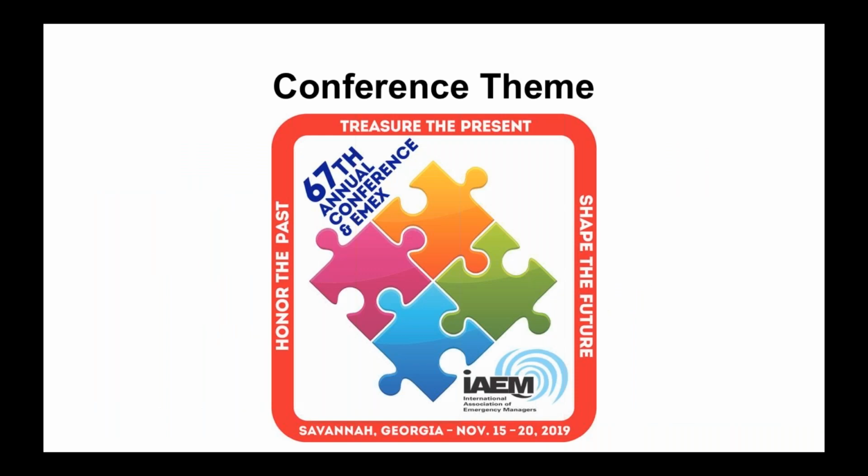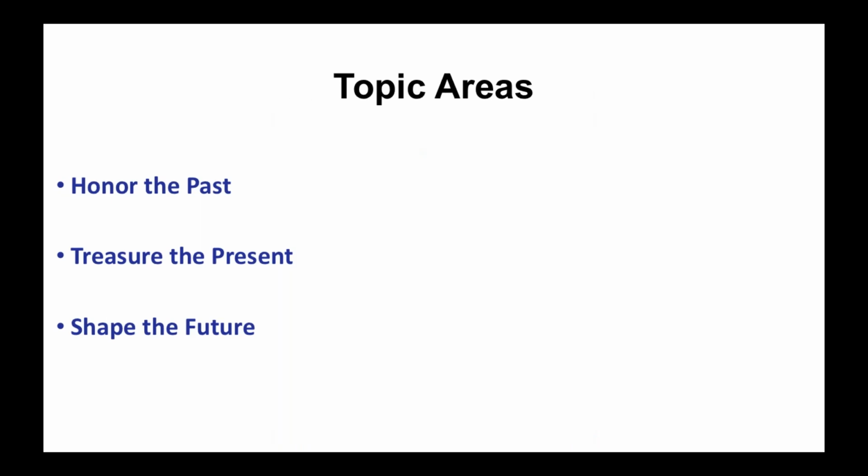Okay, so we always have a conference theme. And our conference theme for 2019, the 67th IAEM Annual Conference in EMEX, is Honor the Past, Treasure the Present, and Shape the Future. In order to help develop your session ideas, we have 3 topic areas to nudge your ideas along. These are not necessarily tracks, and as you review each area, consider how it might fit or apply to your personal and/or professional role. You can select any topic area or even suggest one of your own.